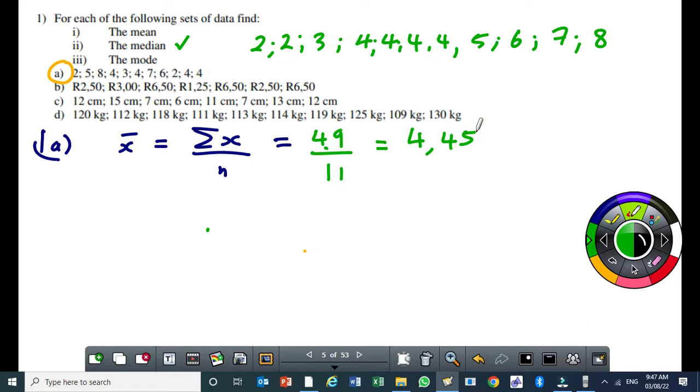I did that by dividing by 11. But do I press AC again? No, you don't press it. You only press AC once at the beginning after entering the data. If you want to do this again, you just go to shift and go to 1.